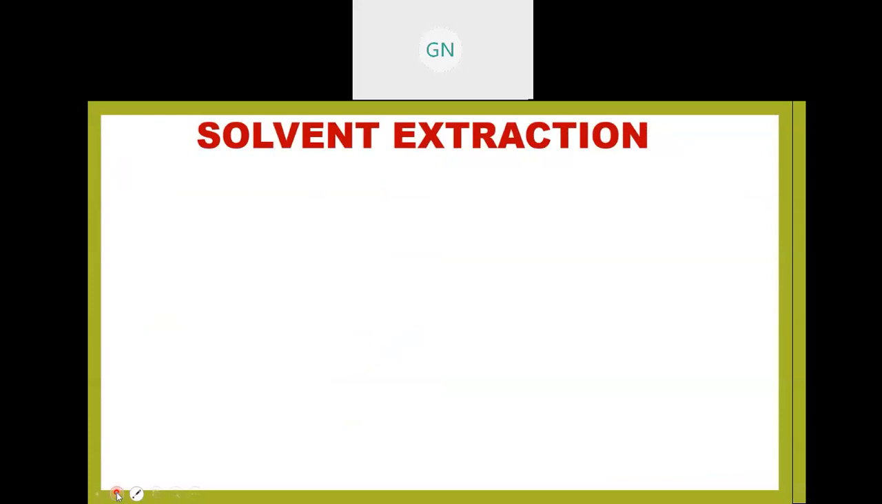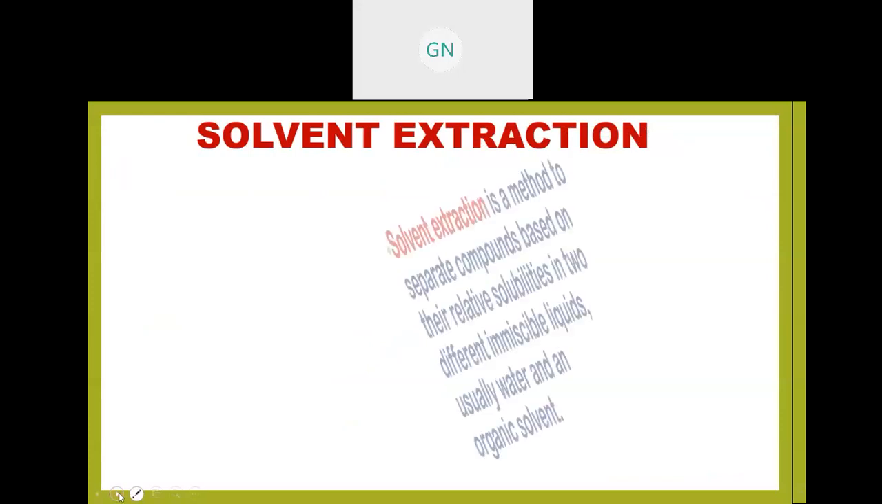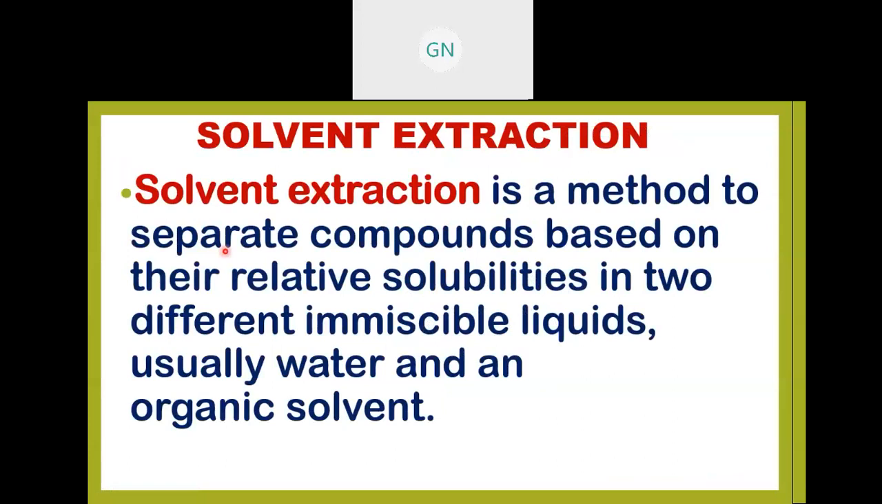The next method is solvent extraction. It is a method to separate compounds based on their relative solubility in two different immiscible liquids. Immiscible liquids are liquids which do not mix together. Usually water and organic solvent, water and oil.